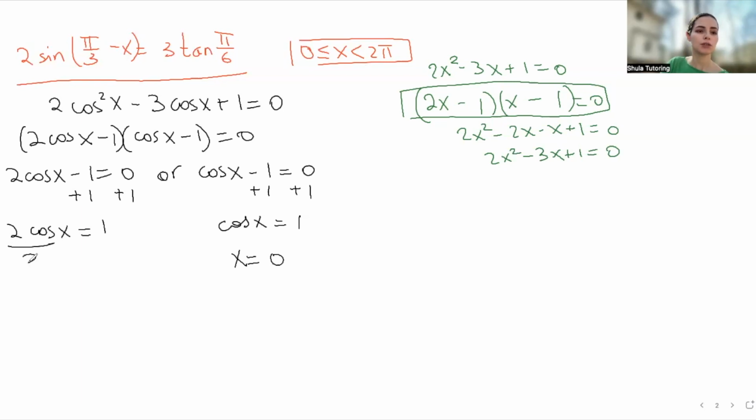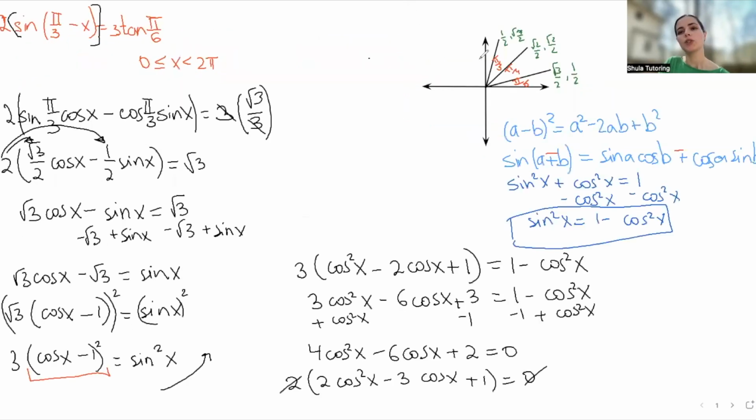Now I just divide by 2, and then I get cosine x is equal to 1/2. So where is cosine x equal to 1/2? So we have angles that are closest to the horizontal axis: 30-degree angle, 150-degree angle, 210-degree angle, and 330-degree angle.